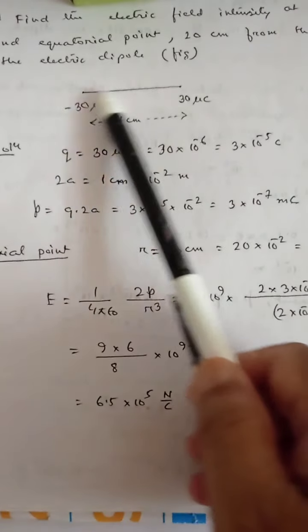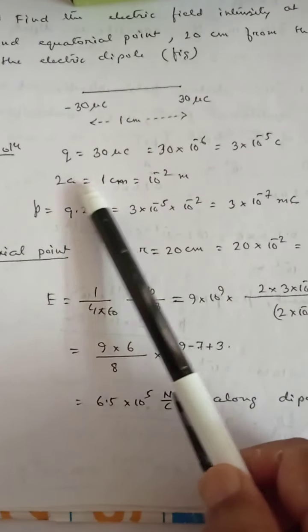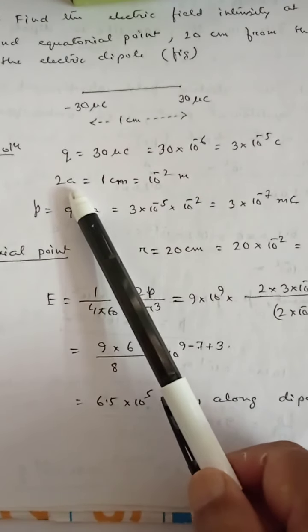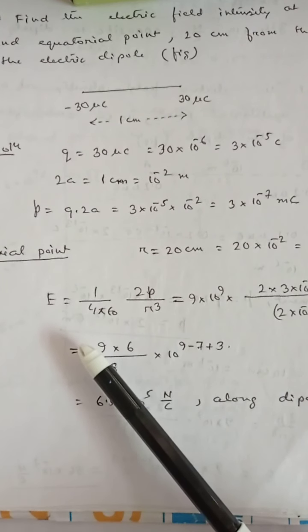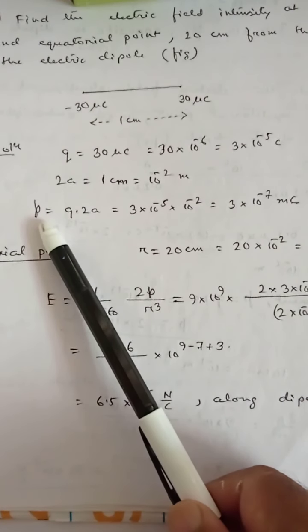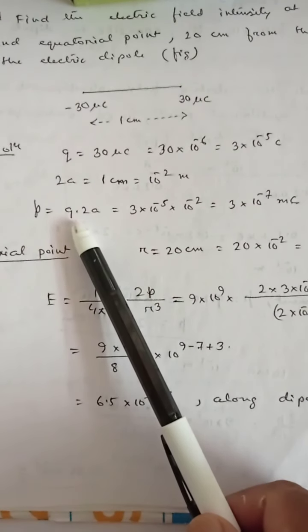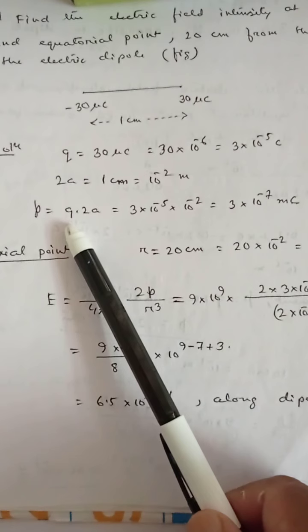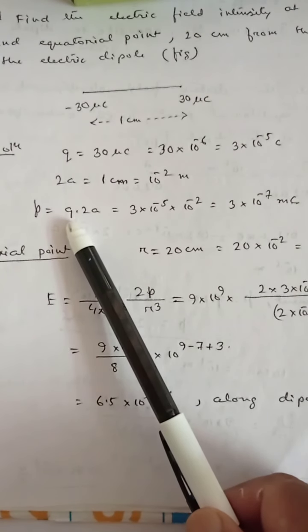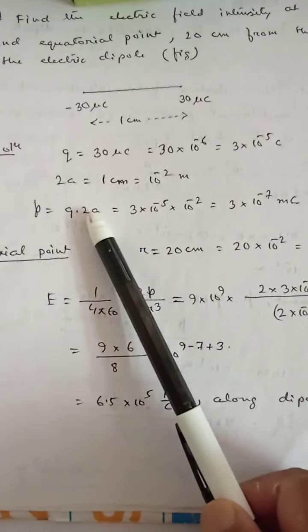What is separation between two charges? Separation between two charges is taken as twice A. So what is the value of twice A? It is 1 centimeter, so 10 to the power minus 2 meter. Generally, electric dipole is defined by dipole moment. So what is P? P is the magnitude of dipole moment, equal to the product of the magnitude of one of the charges with the separation between the two charges.